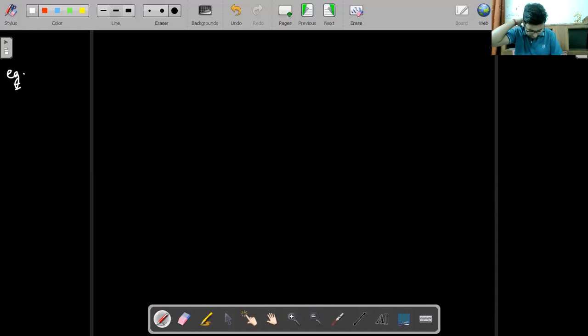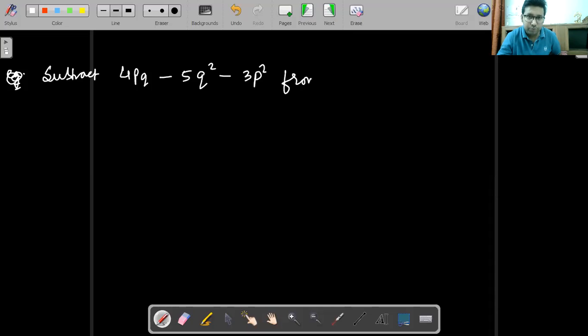Suppose we have to add. No, let's subtract. That will be better. Subtract 4pq minus 5q square minus 3p square from 5p square plus 3q square minus pq. Those who have understood this can find the answer, and for others, I am telling you step by step.